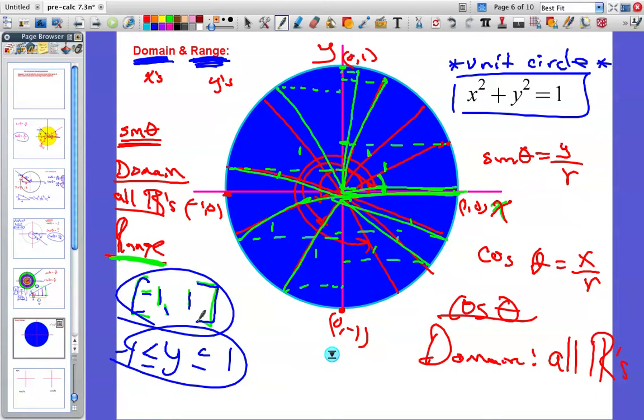What's my... that's my range of the sine curve. How about my range of the cosine curve?